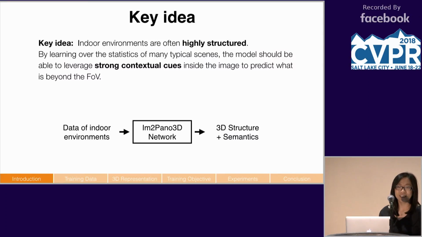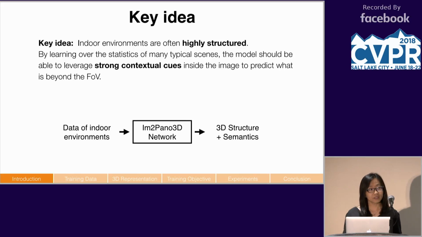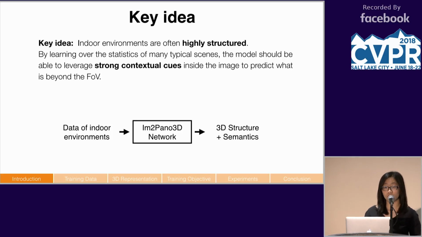Indeed, it is a really challenging task, but our key idea is that because indoor environments are often highly structured, by learning the statistics of many typical indoor environments, our model should be able to leverage the strong contextual cues inside the image to predict what's beyond the field of view.